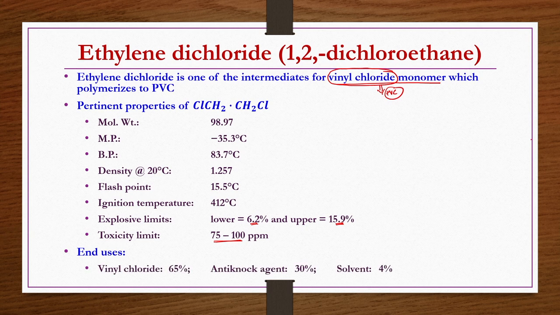End uses: as mentioned, primarily it is used for the production of vinyl chloride. This ethylene dichloride is used as a raw material to produce vinyl chloride, and that vinyl chloride is usually polymerized to get PVC, or polyvinyl chloride. Ethylene dichloride is also used for the production of some anti-knocking agents, which are useful in the automobile industries, and it is also used as a solvent.